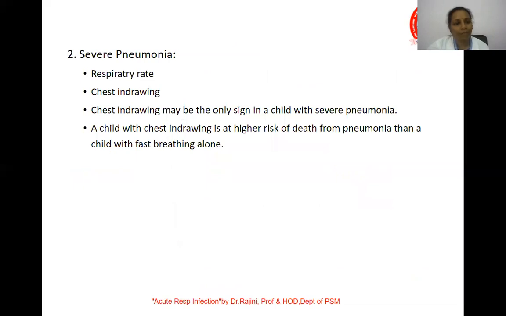Severe pneumonia. So look for the respiratory rate. Chest indrawing may be the only sign in a child with severe pneumonia. And a child with chest indrawing is at higher risk of death from pneumonia than a child with fast breathing alone. So these are the main factors which you should note to say the patient has severe pneumonia.